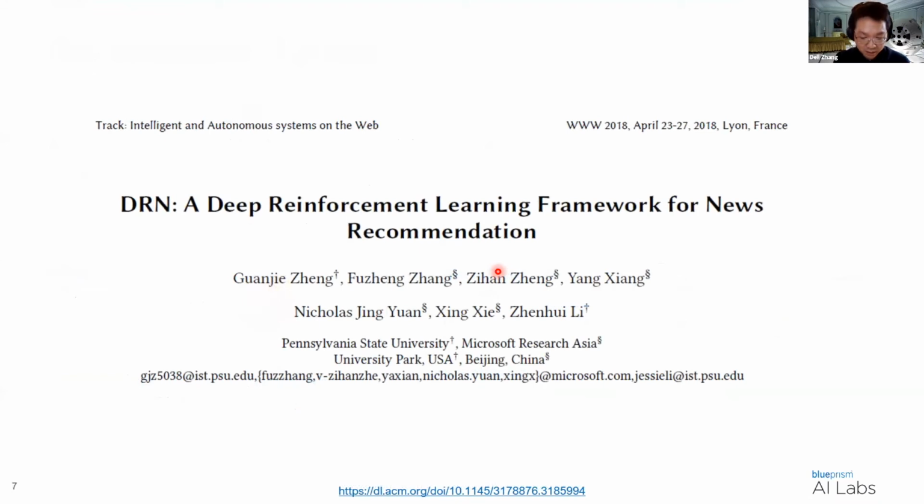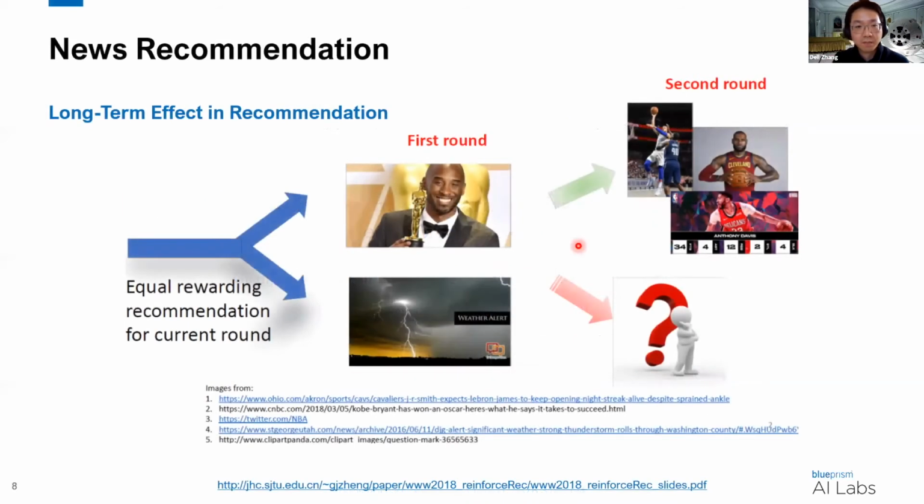So we are going to look at a few papers in recent conferences. The first one comes from the Pennsylvania State University and Microsoft Research Asia. And this is one of the early papers making use of DQN for recommender systems. In this case, particularly for news recommendation. And so the objective of their work is to optimize the long-term effect in recommendation.